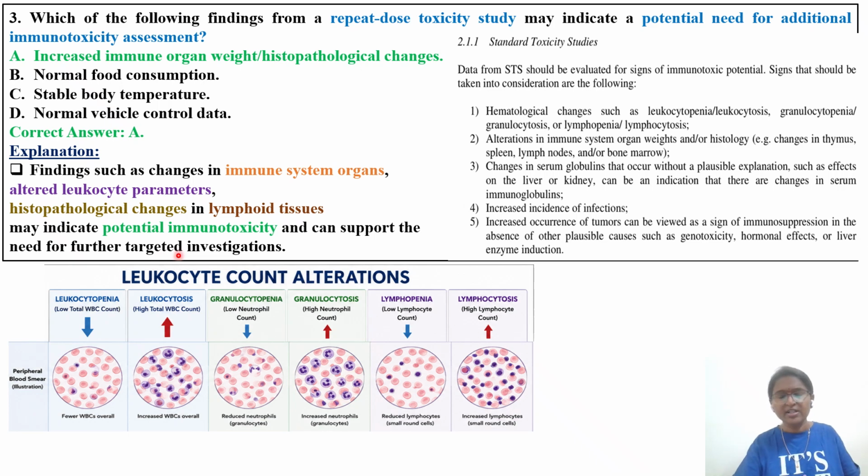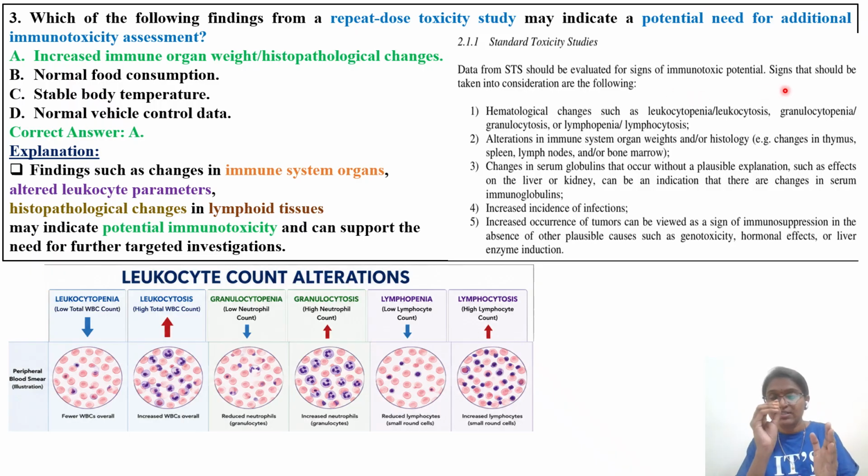for further targeted investigation. So if we find that it is going to affect leukocytes and if it is going to affect granulocytes, then our biomarkers, whatever will be there, will be focused towards targeted investigation towards this particular type of cells and tissues. Okay. So to understand this in more detail, you have to read ICH S8 guideline section 2.1.1, that is standard toxicity studies. So what is this? I will very quickly run through. Data from the STS, that is standard toxicity studies, should be evaluated for signs of immunotoxicity potential.